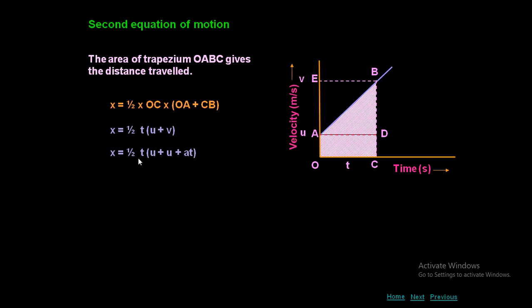From the first equation of motion we can write v as u plus at. So half into t into 2u plus at, or x equals ut plus half at square. This is your second equation of motion. So to derive the second equation of motion, we have to find the area under the curve. Area always represents distance or displacement.